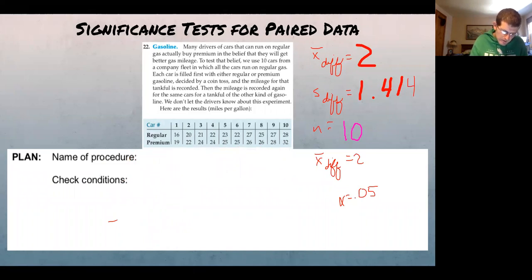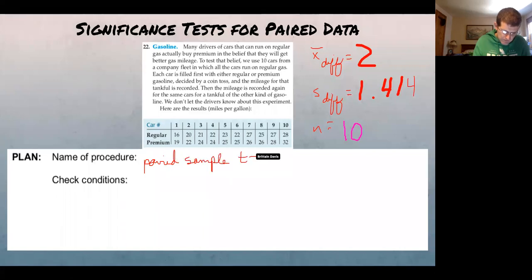All right, it takes a little bit more time to do this, but no big deal. So, name of procedure. This is going to be a paired sample t-test. I just did a paired sample t-interval. Now it's a t-test.